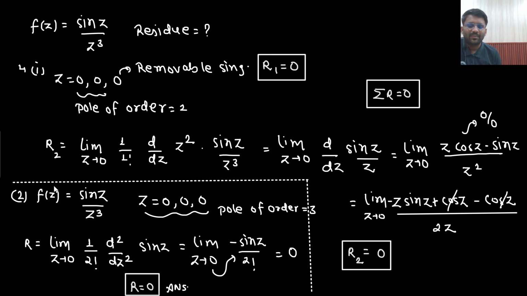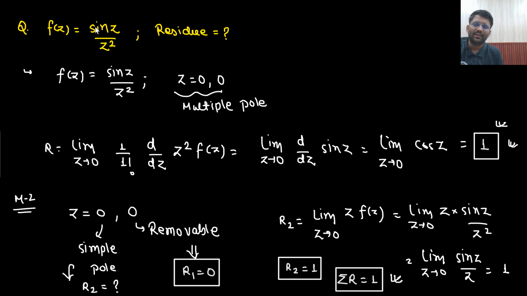So in the examination, if I need to find the residue, I will not think anything. I will simply consider it a pole of order 3 and apply my method. Here as well I will do the same thing. I will consider it a multiple pole of order 2, apply my method, and get the answer.